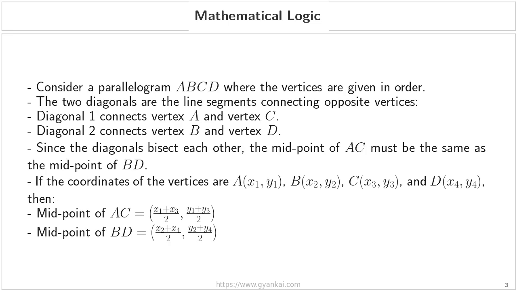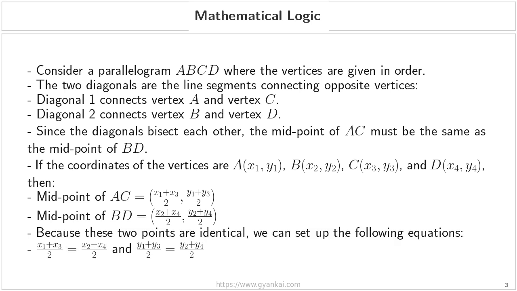Let's look at this using coordinates. If we assign coordinates to our vertices, where A is (x₁, y₁), B is (x₂, y₂), C is (x₃, y₃), and D is (x₄, y₄), we can apply the midpoint formula we learned earlier. The midpoint of AC would be calculated as the average of the x-coordinates, x₁ plus x₃, all divided by 2, and the average of the y-coordinates, y₁ plus y₃, all divided by 2. Similarly, the midpoint of BD would be x₂ plus x₄, all divided by 2, and y₂ plus y₄, all divided by 2.